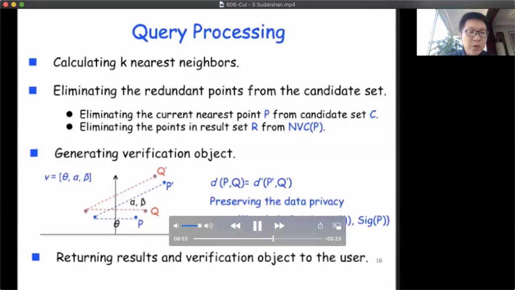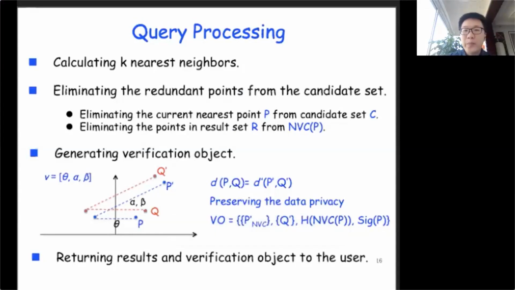In addition, we generate the verification object during the query processing based on a transformation vector V. And note that the transformation won't affect the distance and can guarantee the data privacy. After that, all transformed points, the transformed queries, the hash values of the result points' neighbors, and a signature of the result points are inserted into the verification object. At last, the cloud server returns the results and the verification object to the user.